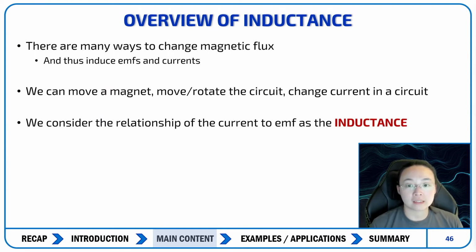So what is inductance? There are many different ways to change magnetic flux and thus induce EMFs and currents. We can move a magnet, we can move or rotate the circuit, we can change the current in a circuit, and we consider the relationship of the current to EMF as the inductance.